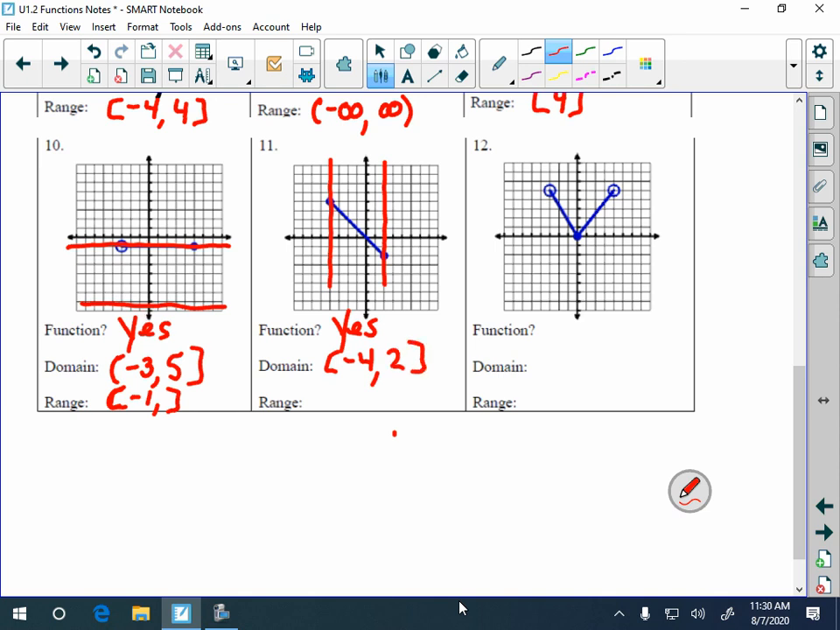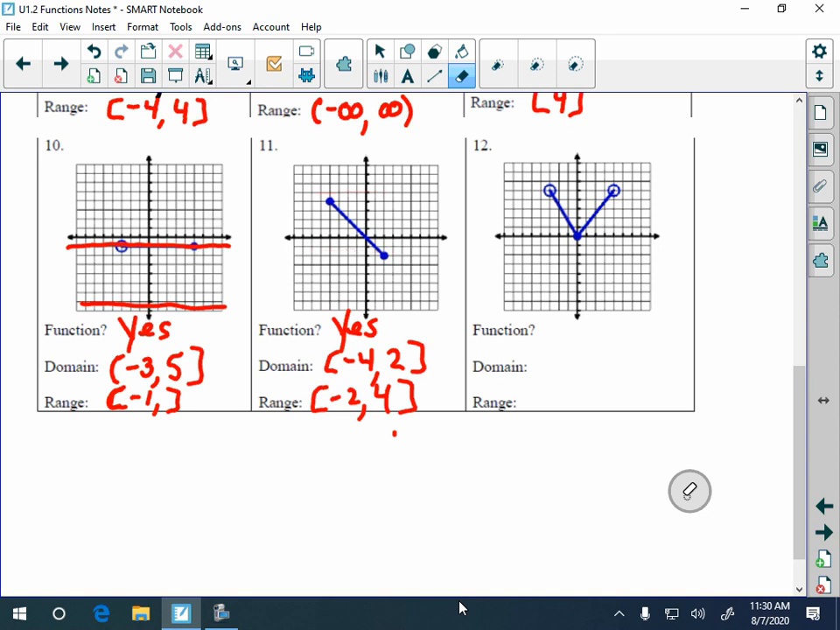Use a bracket. Okay, the range, we're going to go bottom to top. The first horizontal line that's going to intersect is at -2 with a bracket. The last one is right there. It's a little lower. 1, 2, 3, 4. And a bracket. So -2 to +4.